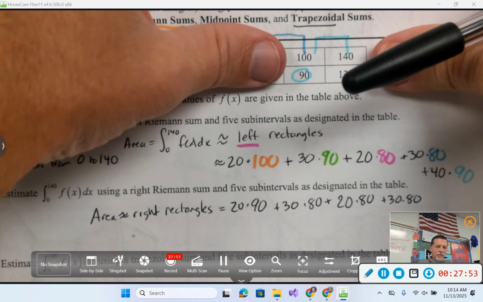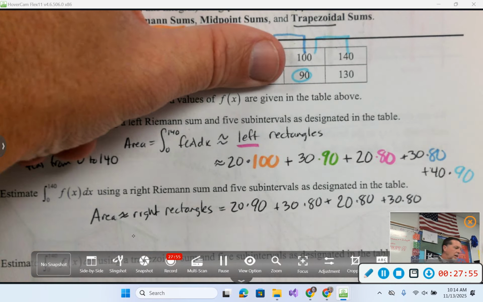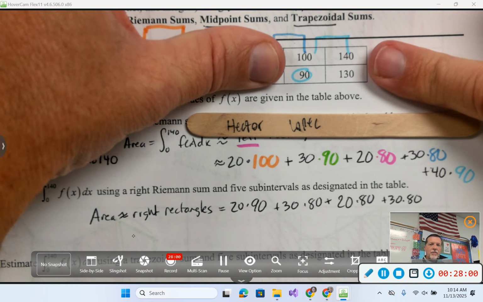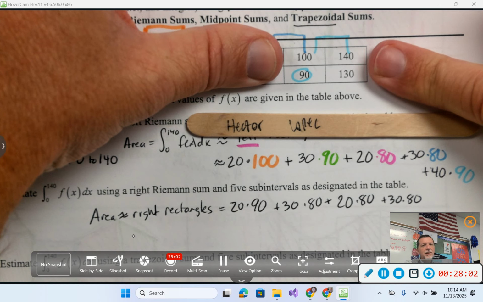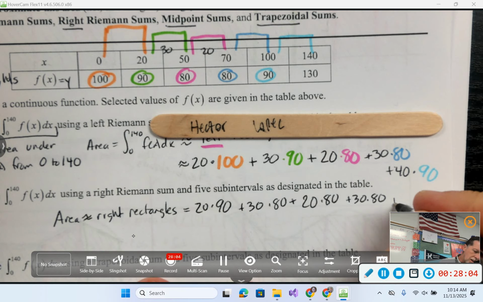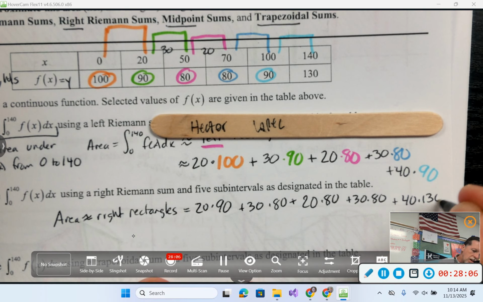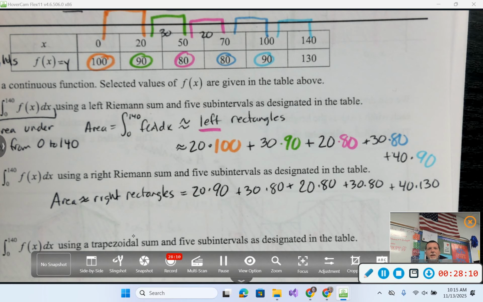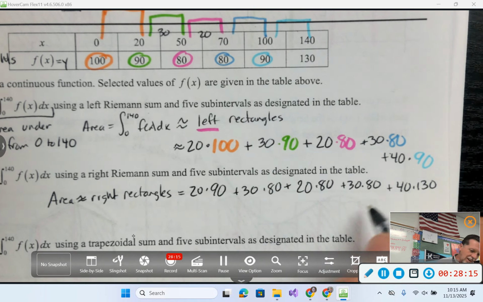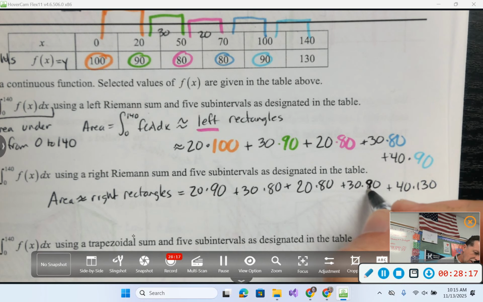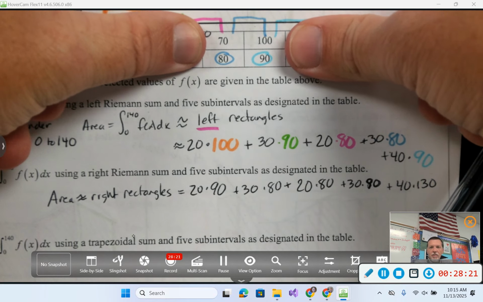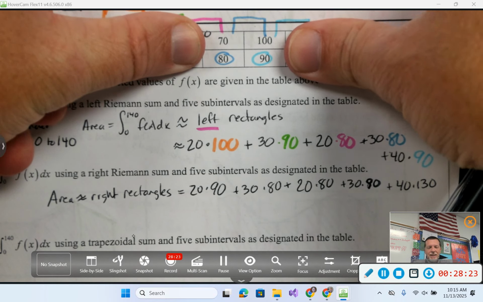And then that last one. Hector, give me the width and the height of that last rectangle. 40 and 130. Uh-oh, what did that mess up? It should be 30 and 90. Good catch. On that rectangle, that width is 30 and the right-hand height is 90.